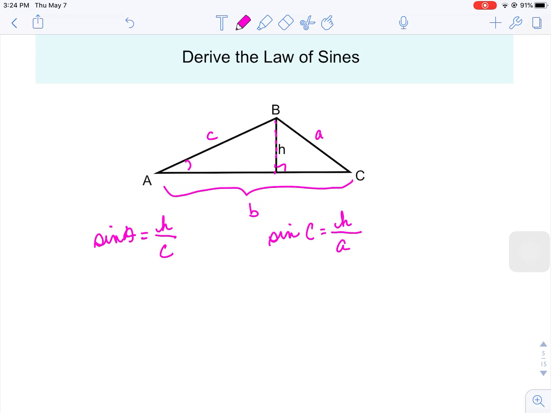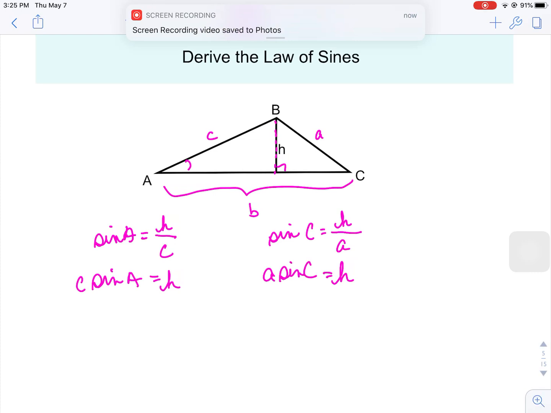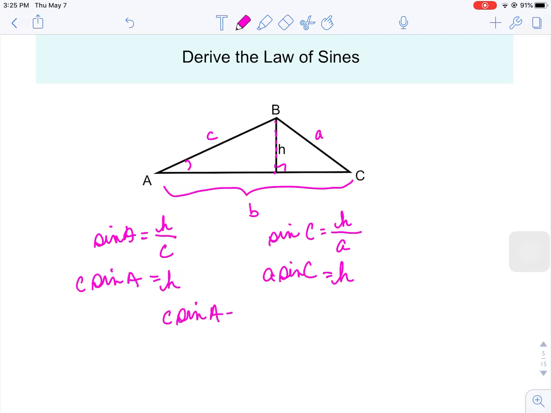Well, I don't want my H to be in my formula, so I'm going to solve each of these for H. And this one would be A sine of C. Now, I know since both of these are equal to H, that they must be equal to each other. C sine of A equals A sine of C.